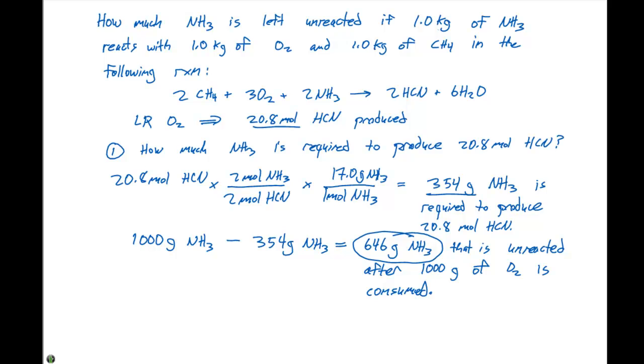So we will call this an excess reactant. So in this particular problem, oxygen is the limiting reactant and the excess reactants are NH3 and CH4. And we can do the exact same calculation for CH4 to see how many grams of that are unreacted in this particular problem.